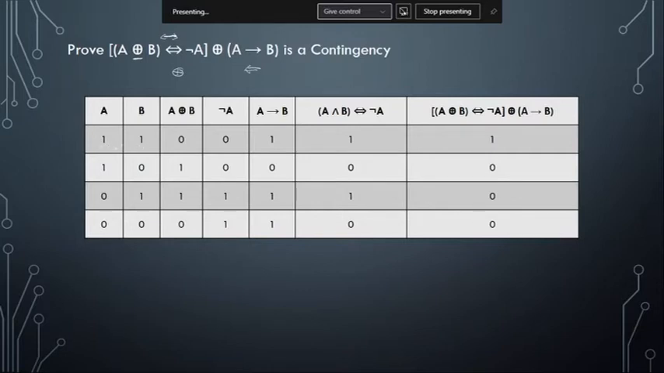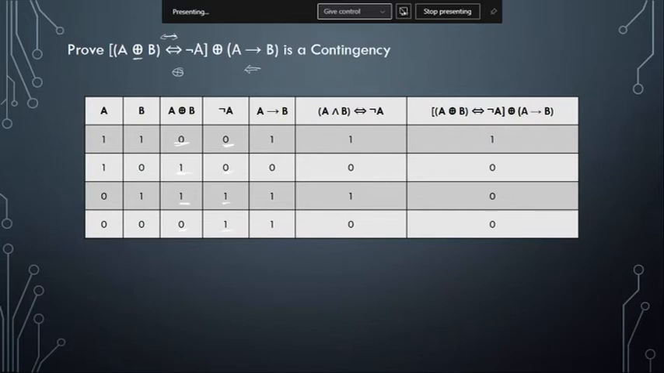Both variables are 1, so the return is 0. Then the next, 1, 0, so the return is 1. Then 1, and 0, 0, 0. Now, not A. What is not 1? It is 0. Not 1 again is 0. Not 0 is 1. Then not 0 is 1.